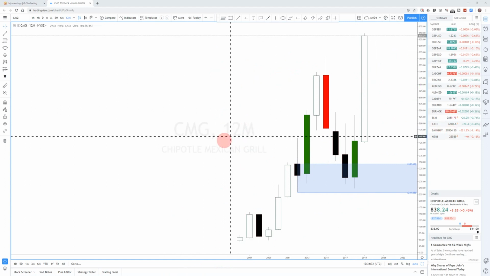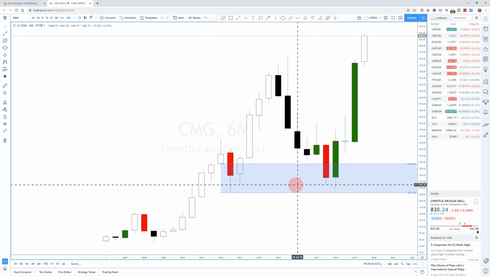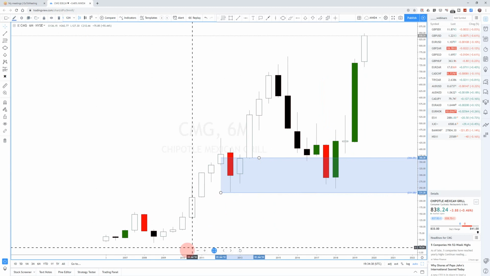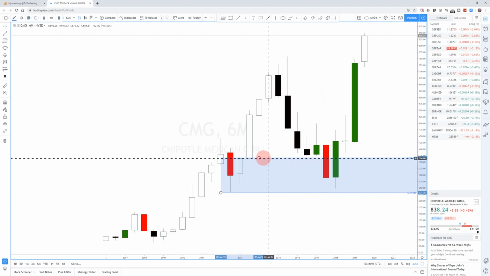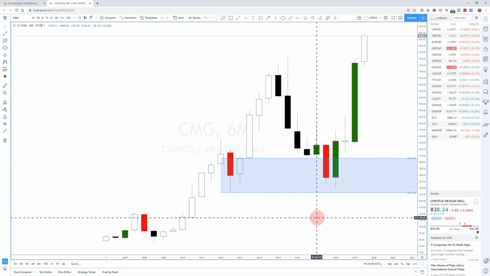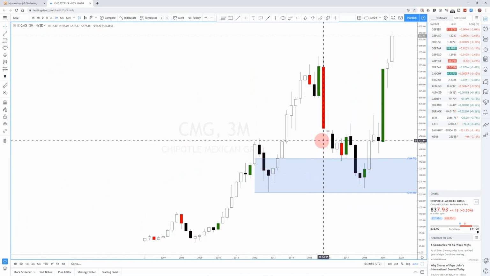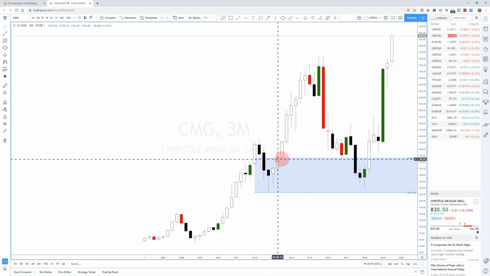Now, if we go to the 6-month chart, we have the 6-month area of demand in an uptrend, longs at the 6-month area of demand, isn't it? So we have 12 months and 6 months in an uptrend, longs at the 6-month and 3-month areas of demand, isn't it? All that good? Now we go to the 3-month chart. 3-month area of demand.